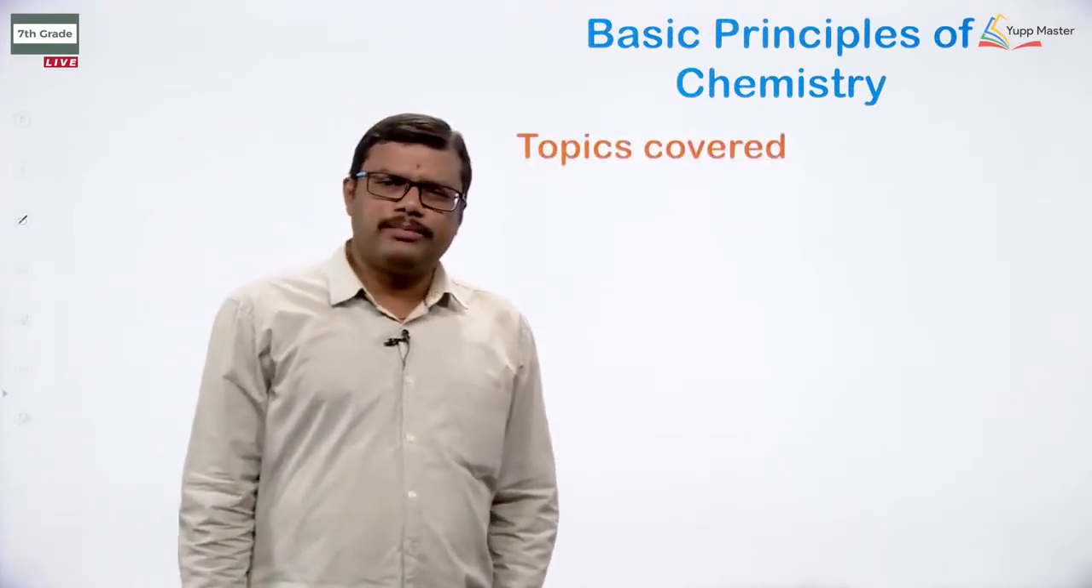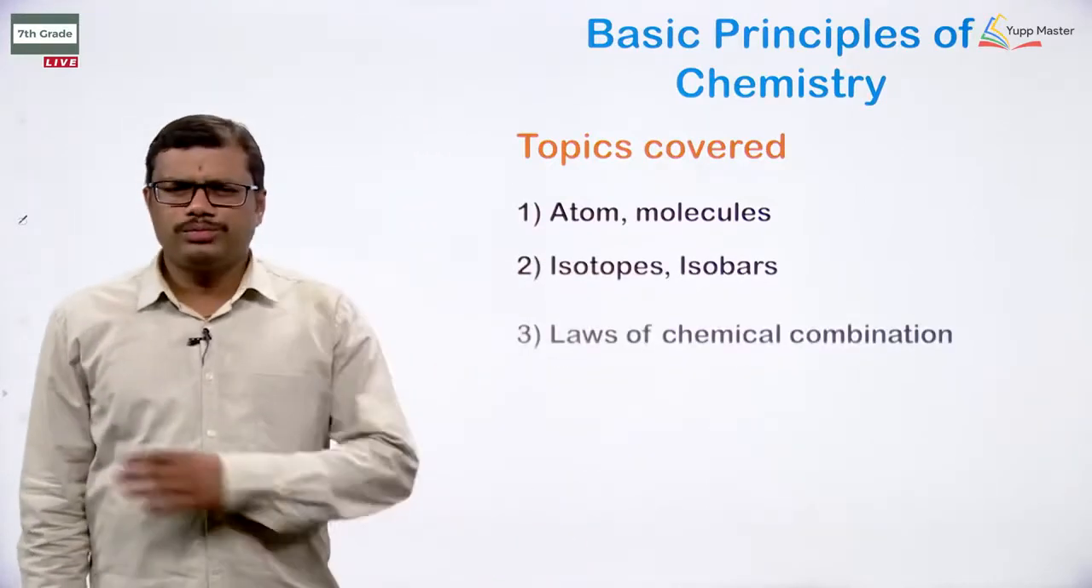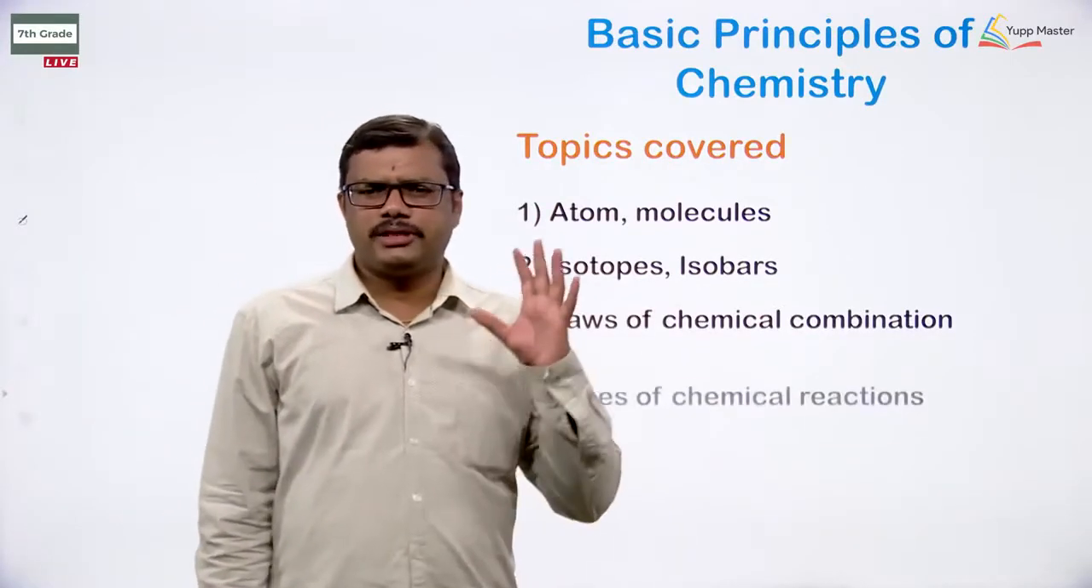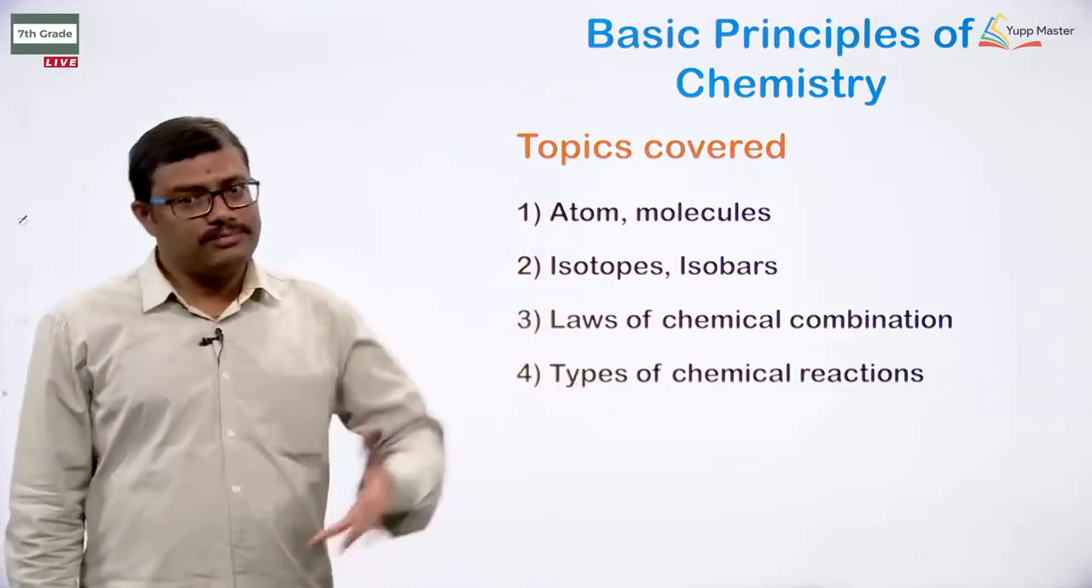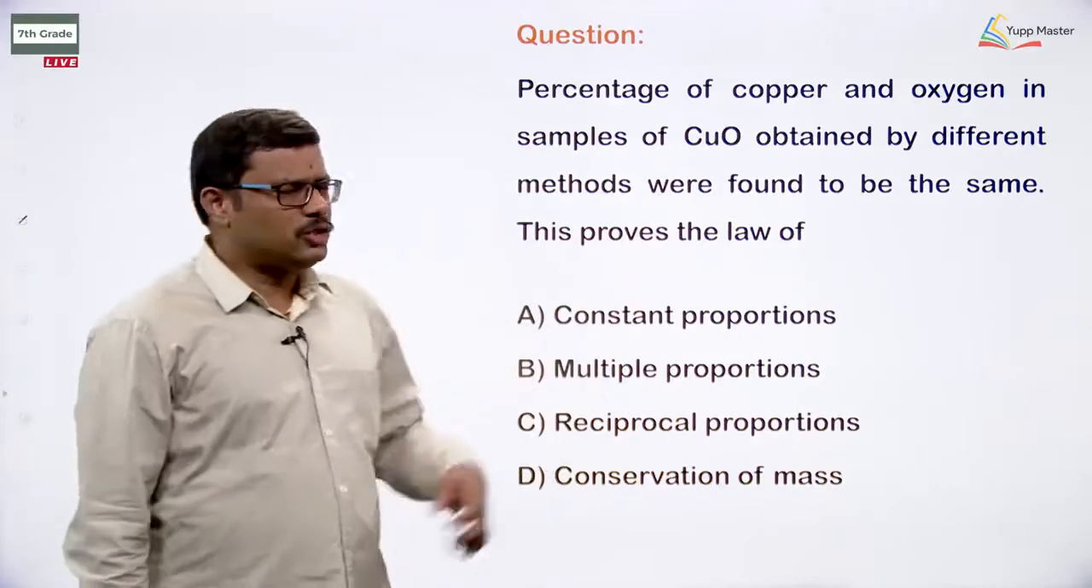Then we look at the basic physical principles of chemistry: atoms, molecules, isotopes, isobars, the laws of chemical combination, types of chemical reactions, how the different types of chemical reactions we come across. All these things we are going to discuss under this particular topic.